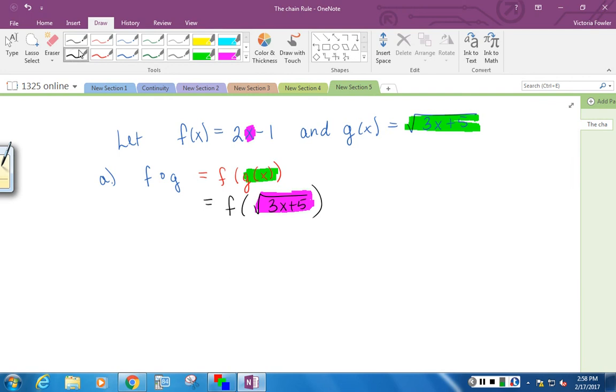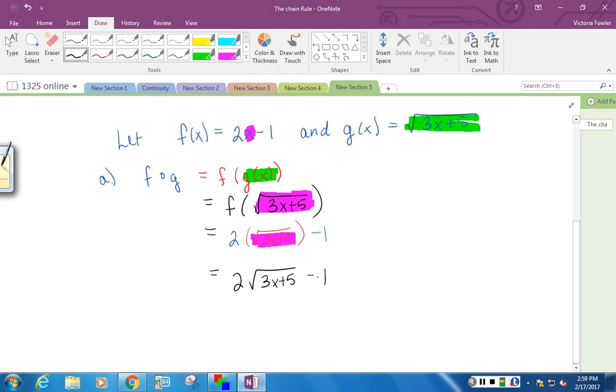And so it turns out that if I go back up to f, it says it's twice x, but again, x is going to be replaced by this square root of 3x plus 5. And then it says I subtract 1. So all I've done is I've replaced where x is with the square root of 3x plus 5. Okay, and then if I can actually go further with this and simplify, I would do so, but it doesn't look like there's anything else for me to do. This would be the function composition.